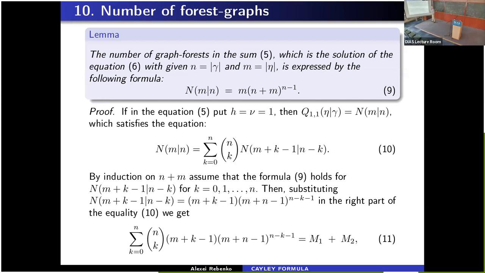So all subsets of gamma is just this factor, the denominator factor, and so we should solve this by induction as well. For small m, n it is very easy to calculate how many we have stated using this lemma that the number of forest graphs is just this formula. The number of forest graphs is given m and n.